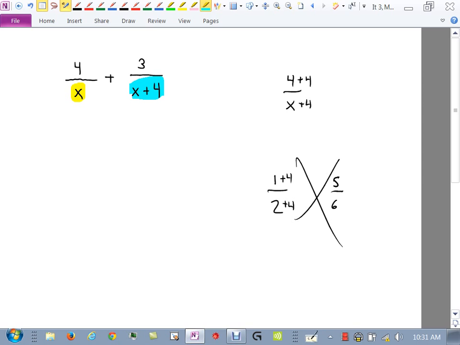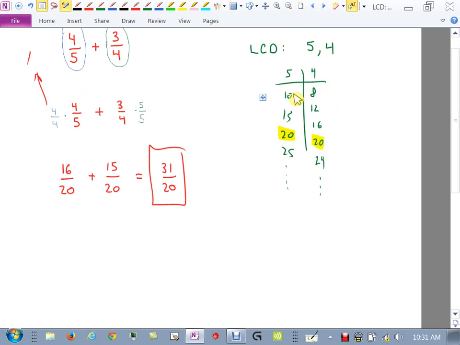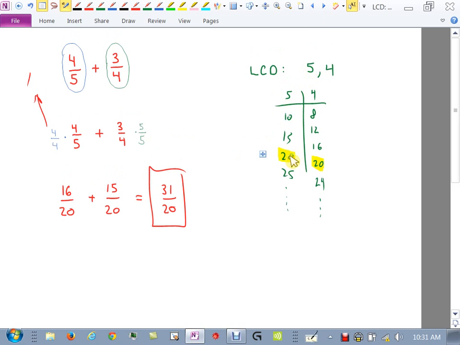So I'm going to talk about an LCD now. My LCD in the previous problem, I had to look at both the 4 and the 5, right? Here, I'm going to have to look at both the x and the x plus 4. And then I ask myself, what's a least common multiple? Back here, let's take a look at something. Does anybody notice that this 20 was also just the 4 and the 5 multiplied together?